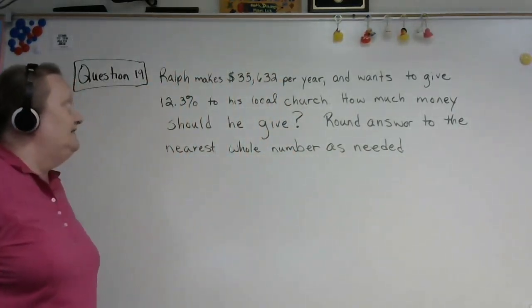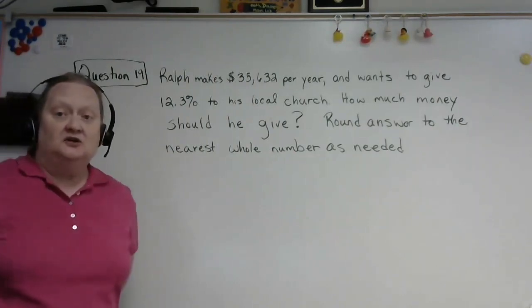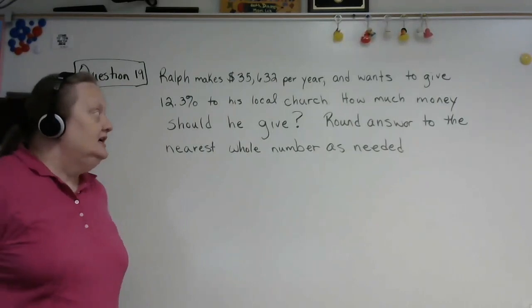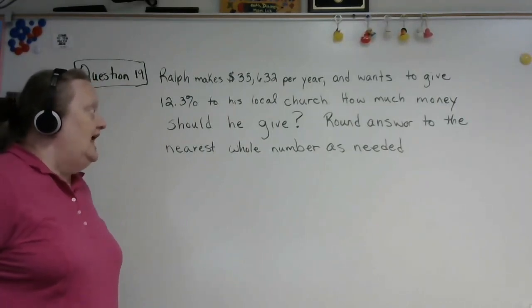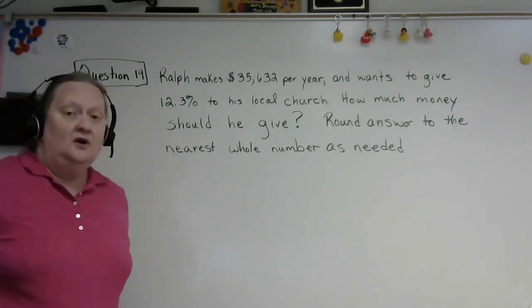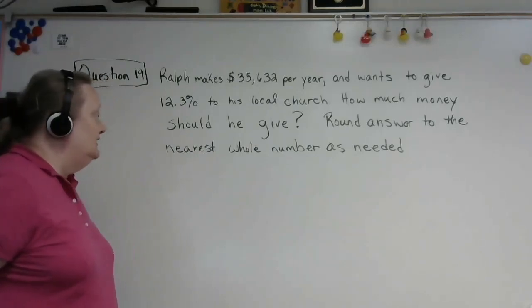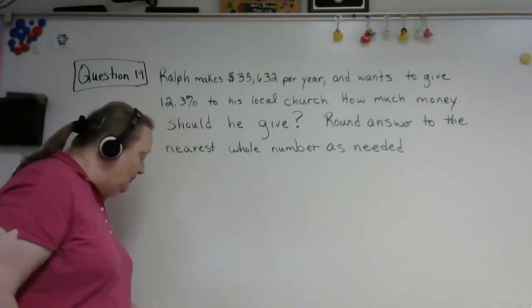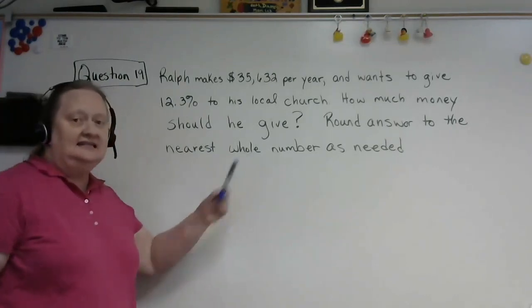Ralph makes $35,632 per year and wants to give 12.3% to his local church. How much money should he give? Round your answer to the nearest whole number as needed. And remember to always pay attention to that last statement.